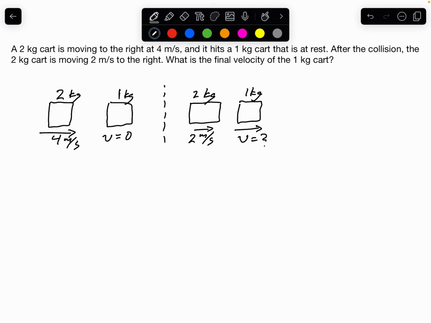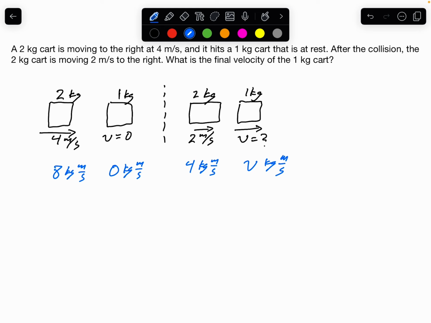Okay, so I have the masses above, the velocities below, and now in a third line, I can write the momentums. So 2 times 4 for this first cart, 2 times 4 is 8 kilogram meters per second. And then the other, 1 times 0, is 0 kilogram meters per second. And then on the right side, I have 2 times 2. So this cart has 4 kilogram meters per second. And then this other cart, it would be 1 times V. So it's just V kilogram meters per second.